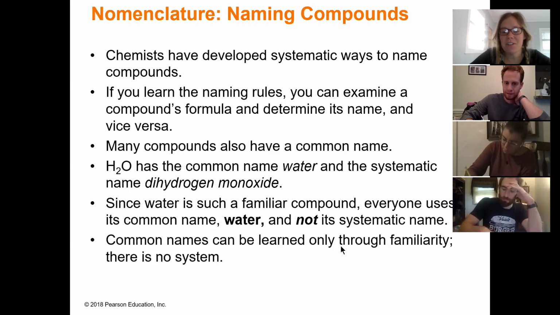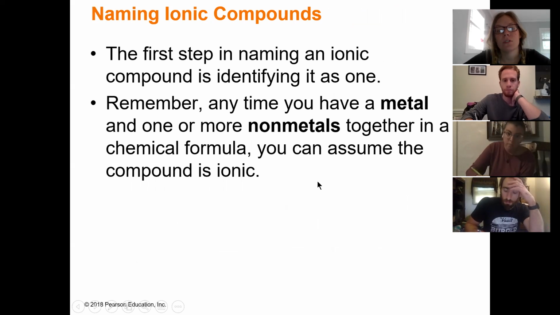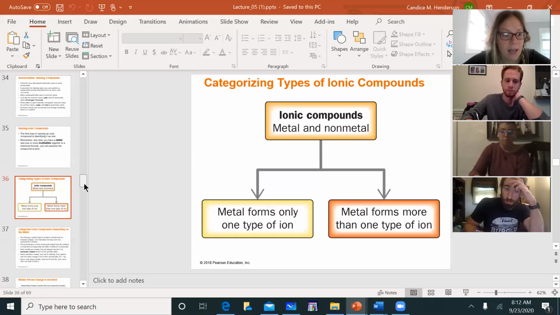Okay, so common names are learned through familiarity. Systematic names, you just need to learn the system. So let's learn the system. Naming ionic compounds. I'm going to skip to the very last page of this slide.